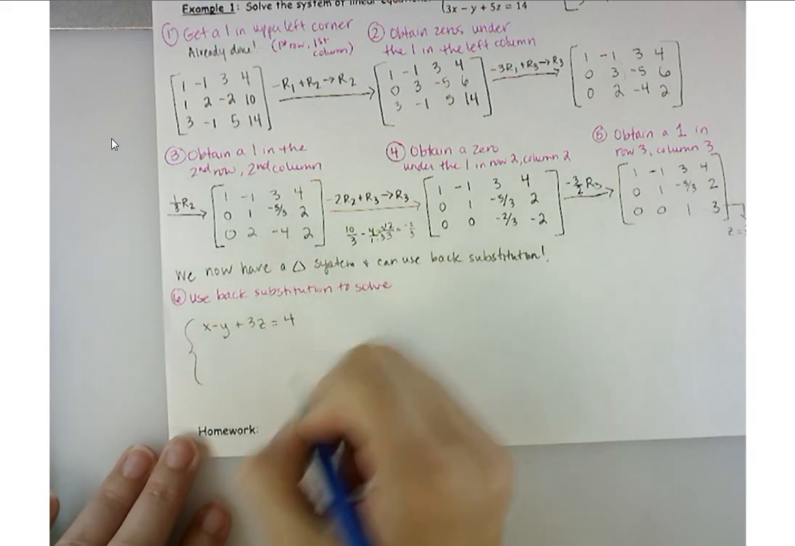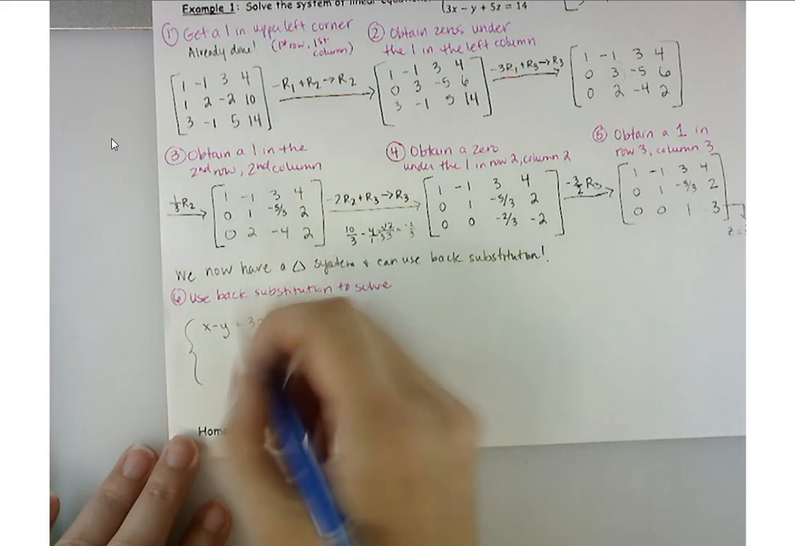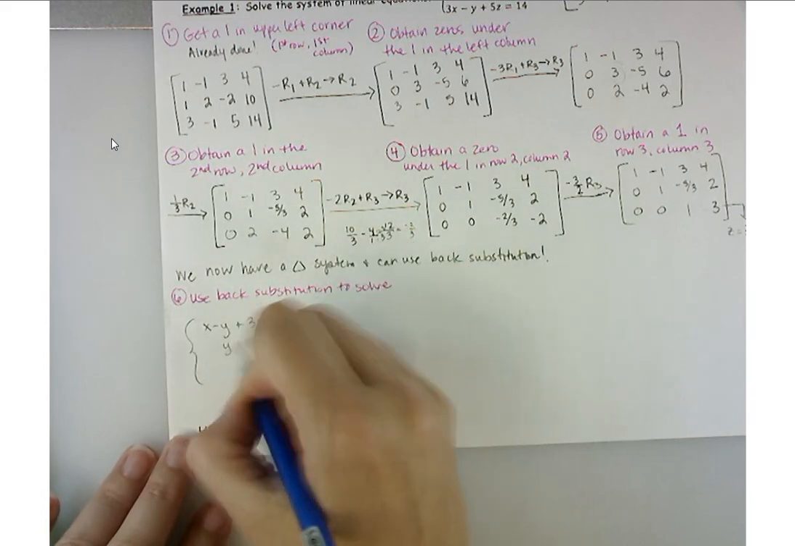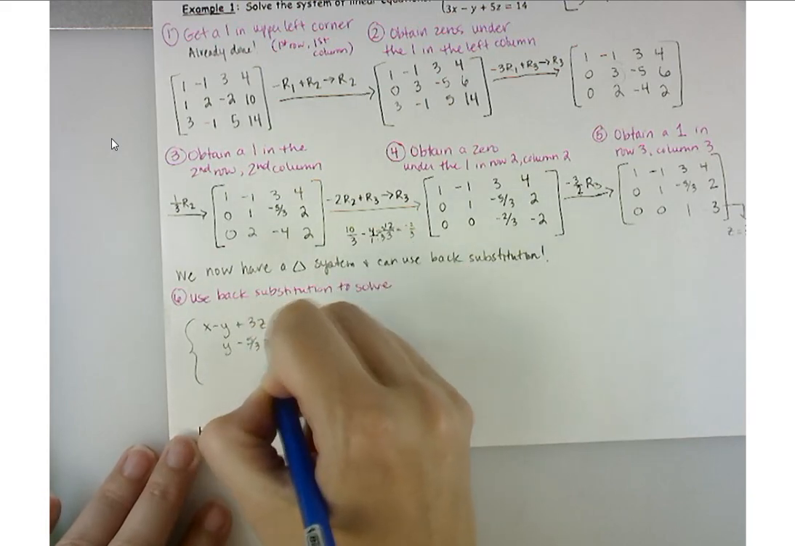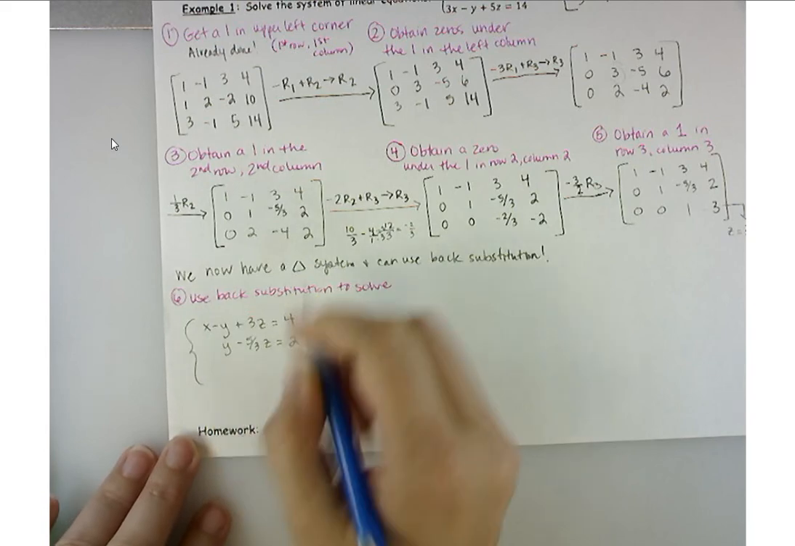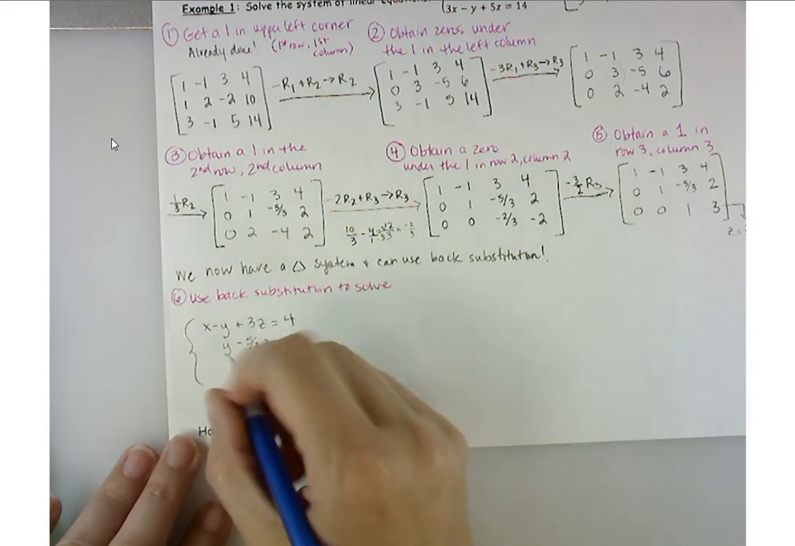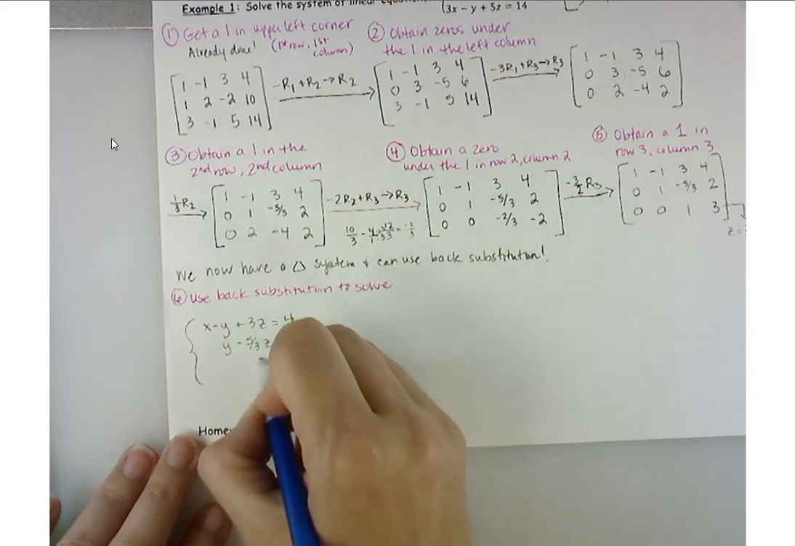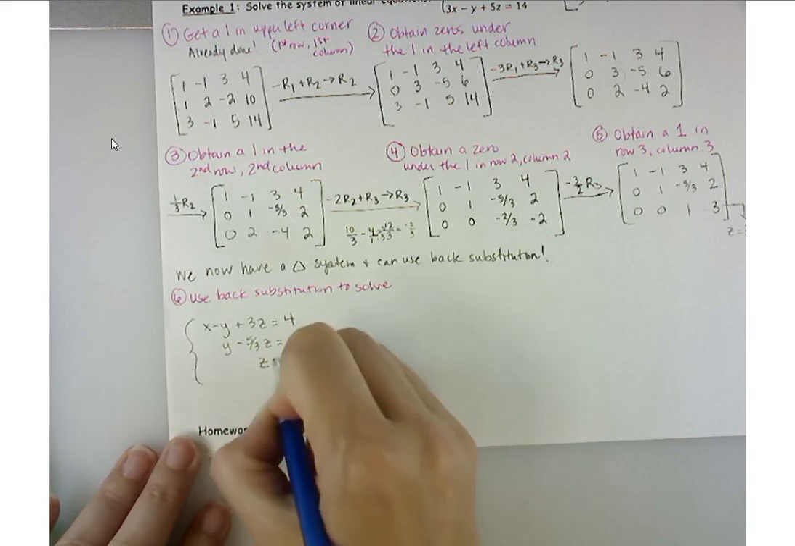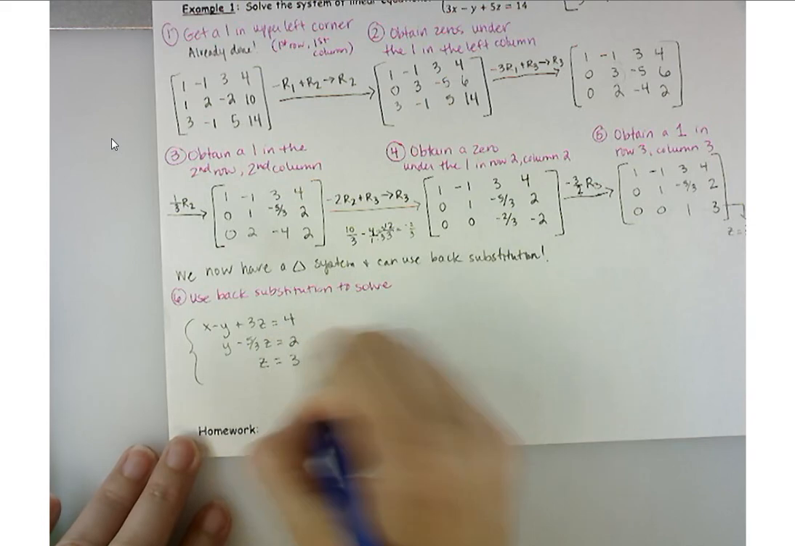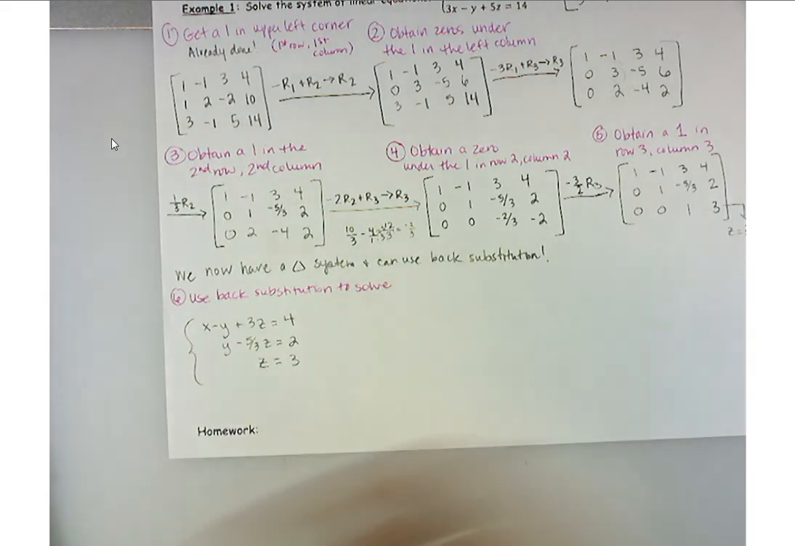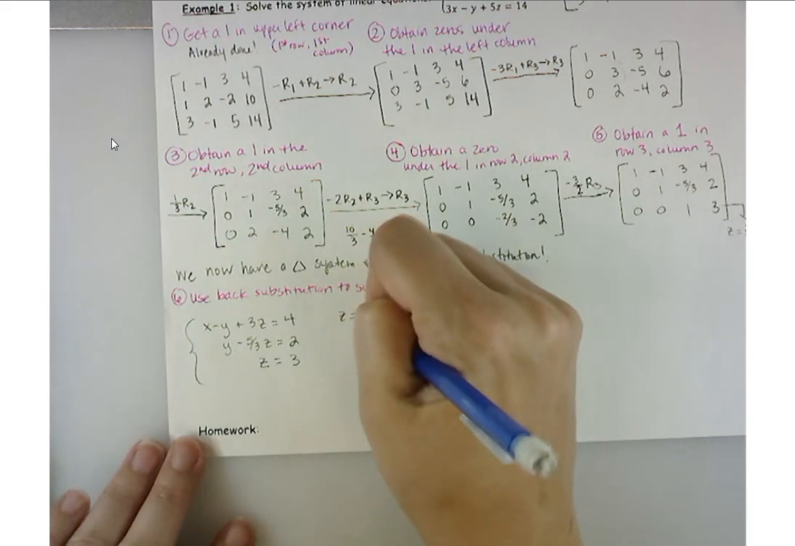Okay, and then Logan, what's my second equation? Y minus 5 thirds z equals 2. Good. Okay, and then Cam, what's my last equation? Is it just Z? Yep, and that's going to be equal to? 3? Good. Okay, so then when we're using our back substitution, we already have our z is equal to 3.